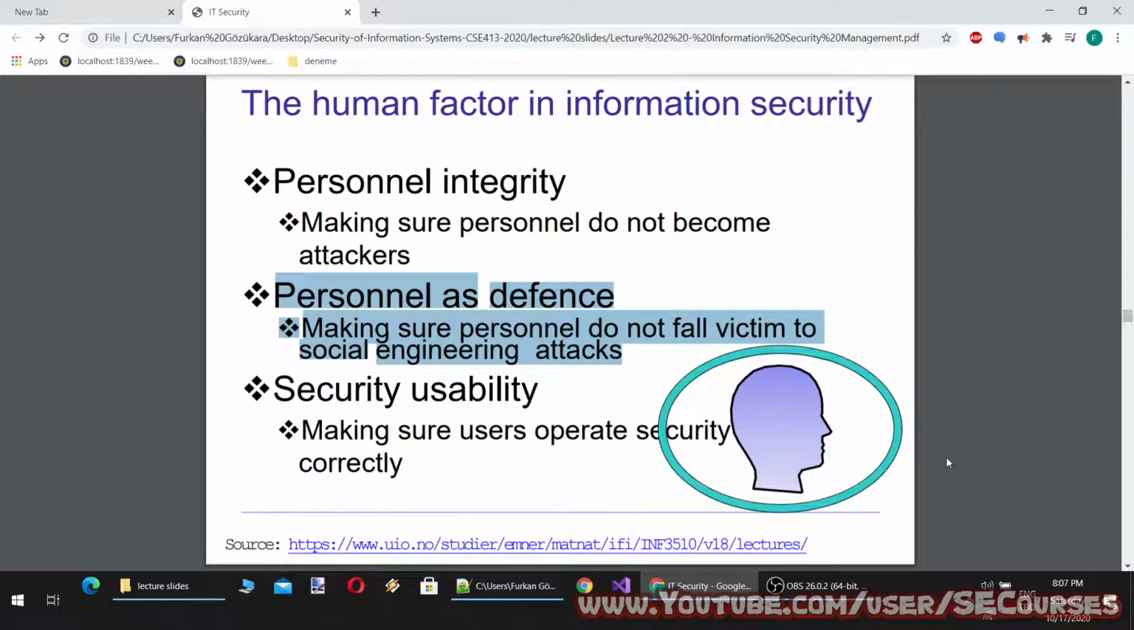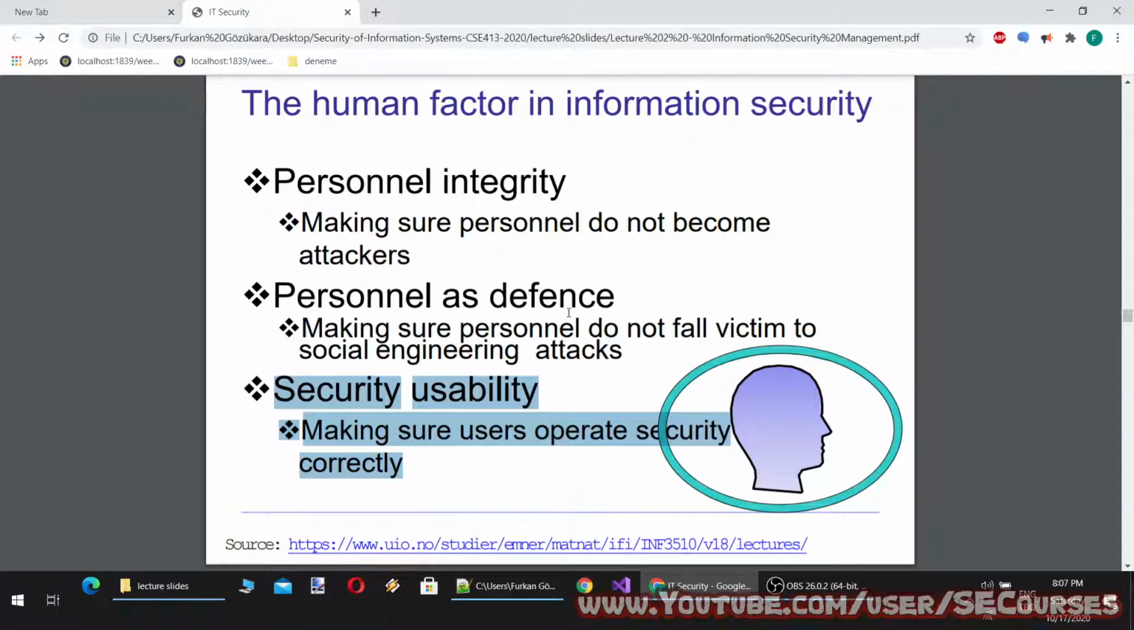Personnel as defense, making sure personnel do not fall victim to social engineering attacks. Yes, this is extremely common. They fall for social engineering attacks, so their computer gets infected, and that computer connects to your internal network, and from there your internal network can get hacked and such. You can find many stories about this.